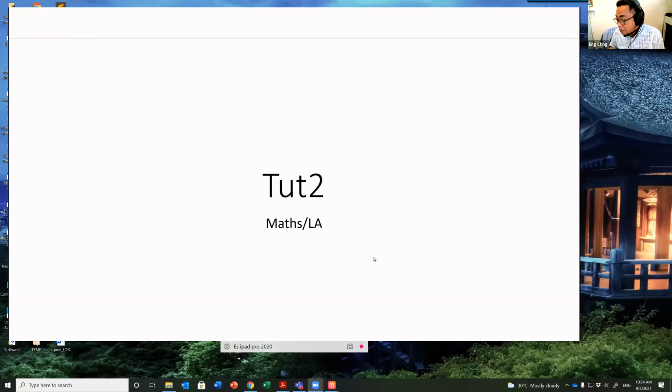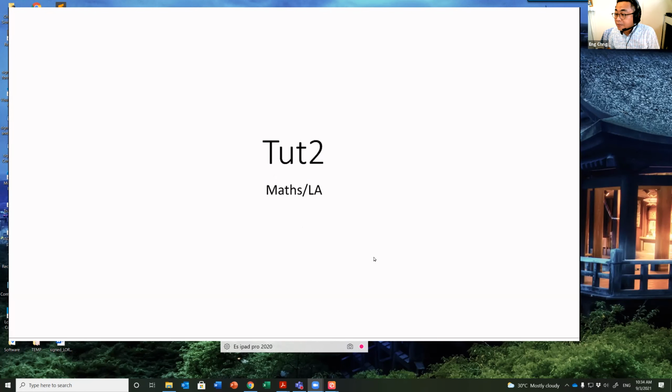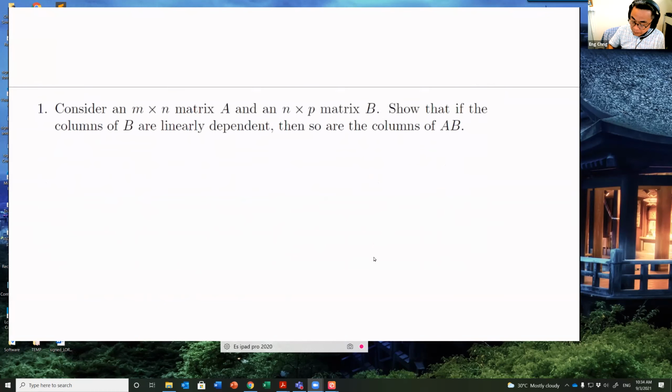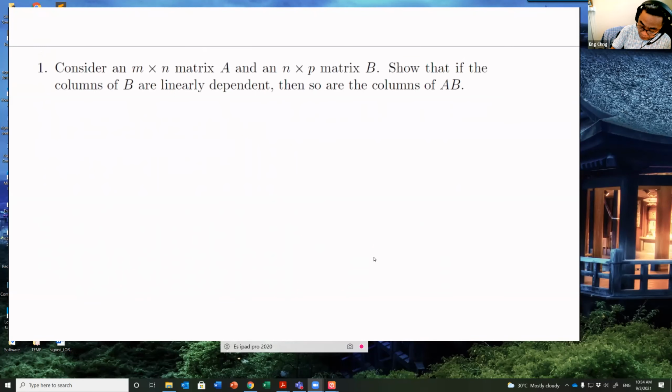Right. Welcome to Linear Algebra Tutorial 2. So everybody can see my screen? Yes? Okay. And we are on the 3rd of September, 2021.